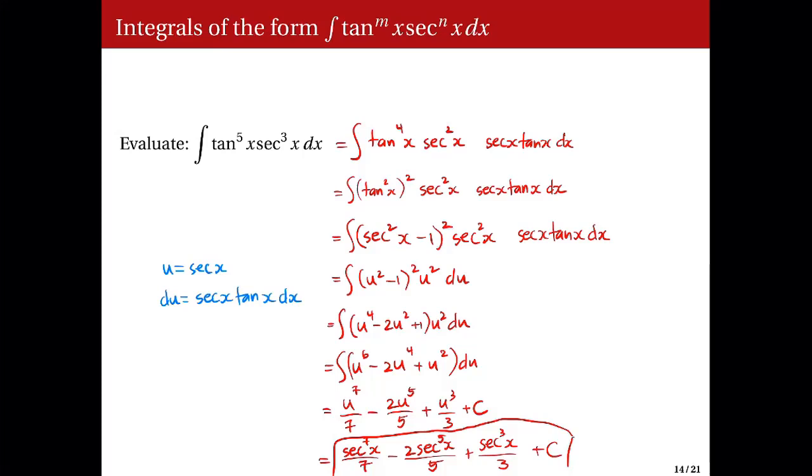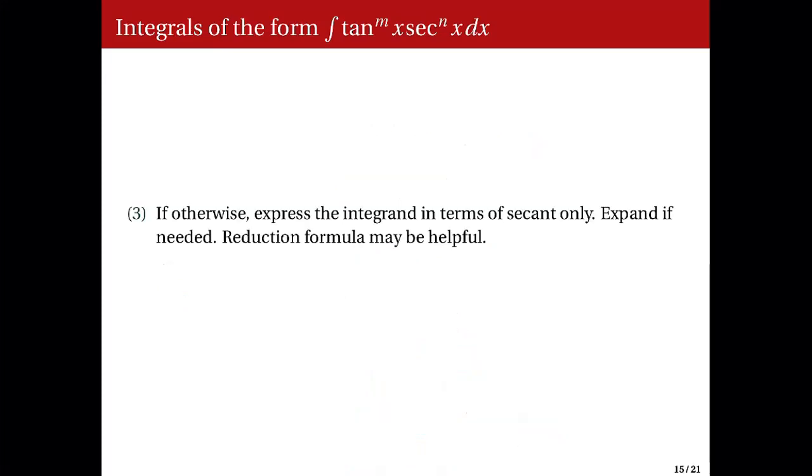And if the power of tangent is even and the power of secant is odd, what we're going to do is convert all the tangents into terms of secant. So everything will be in terms of secant. No more tangent once you've converted the tangent in terms of secant. And then you'll just use the reduction formula.